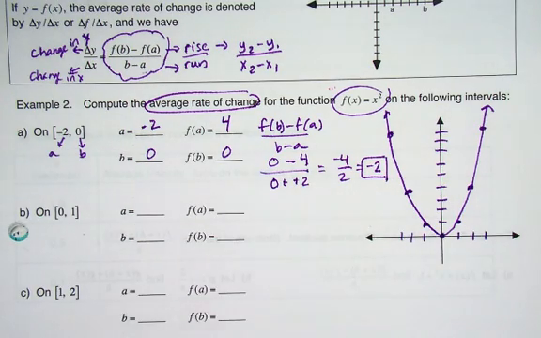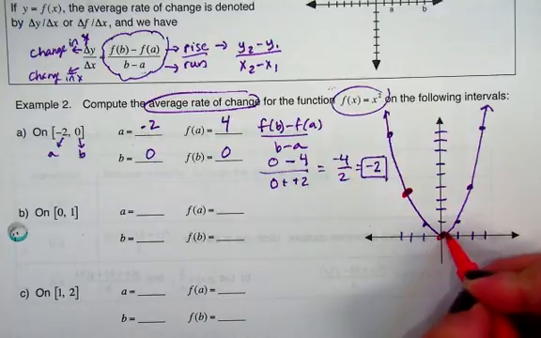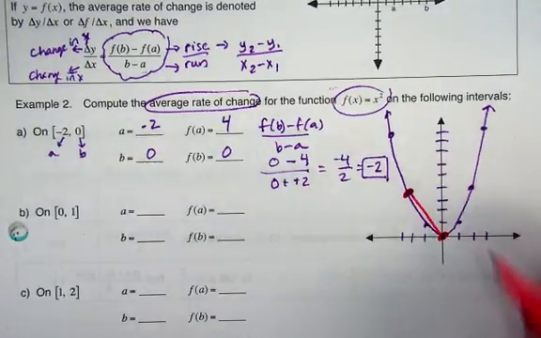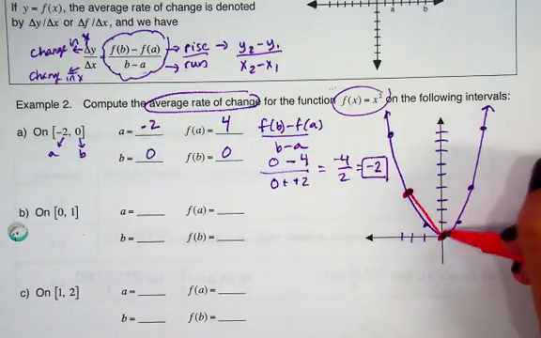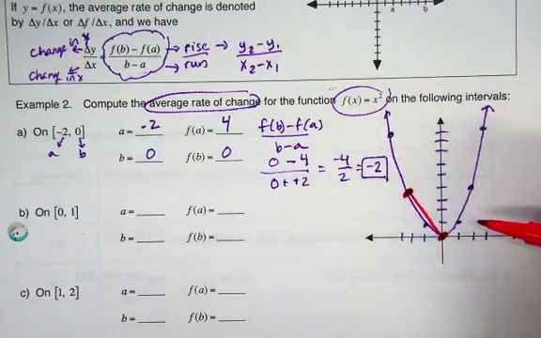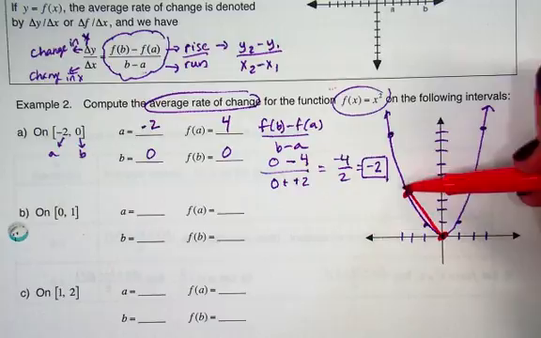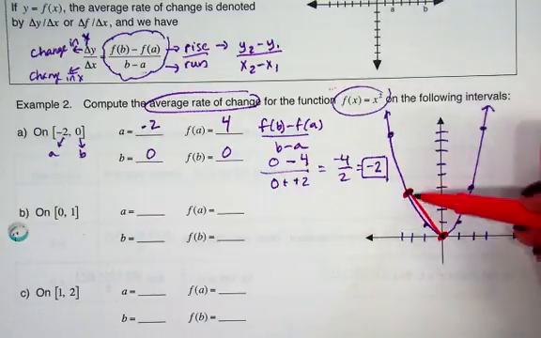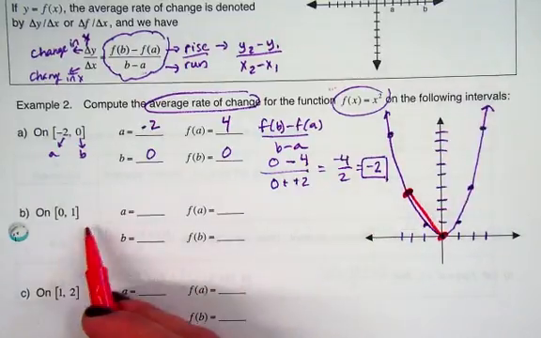So let's think about that. That's from negative 2, that's this point right here, to 0, this point right here. So what I just found was the slope of that line. That's what I found. Now, it doesn't go along the curve, but it is the slope of joining those two. Okay? So that's okay. That's how we're finding average rate of change between 2 points that are on a curve. Okay? So just finding the slope between those 2 points. That's all it is.